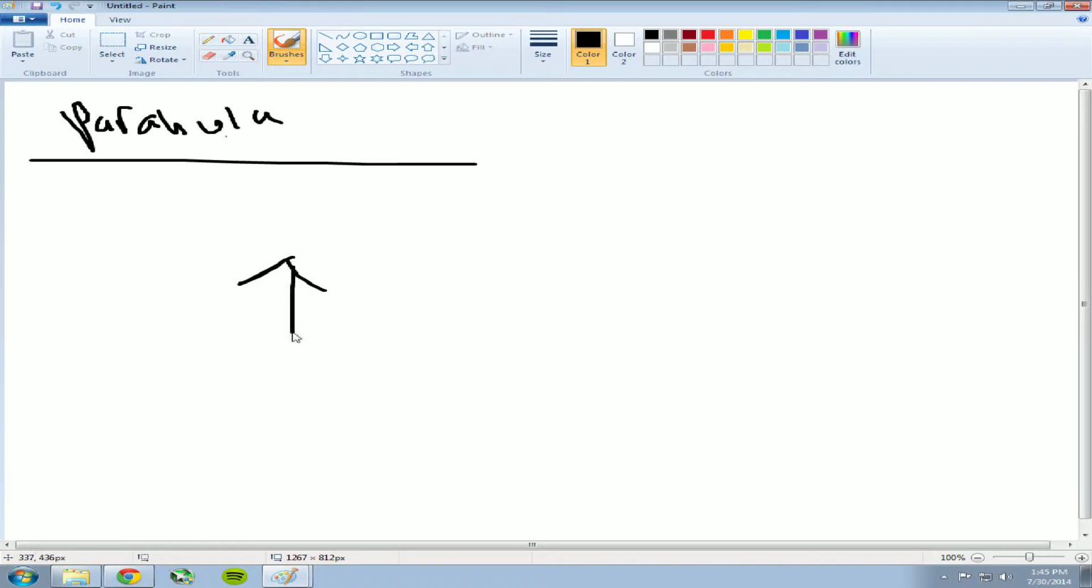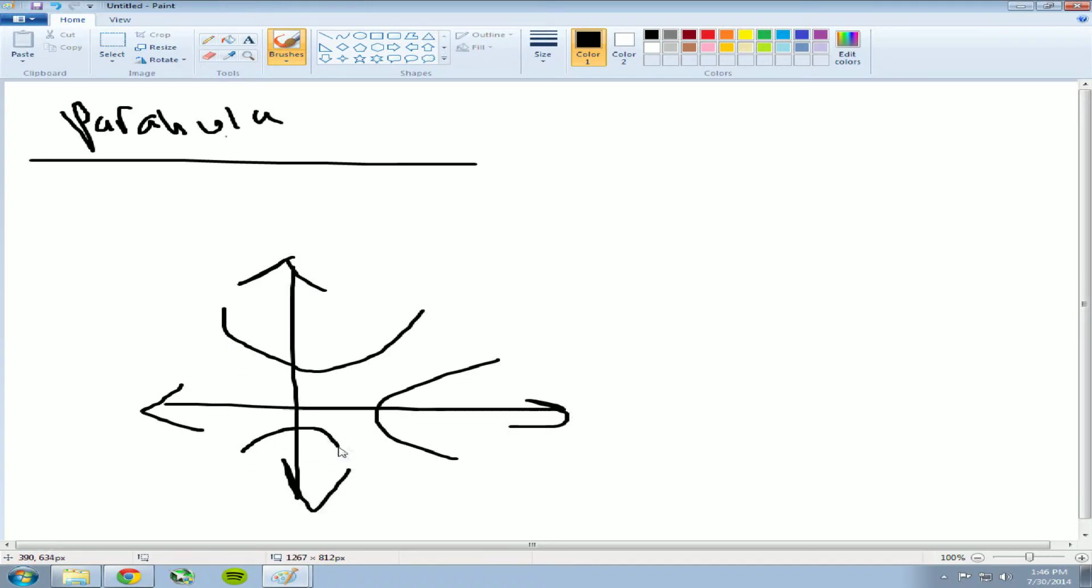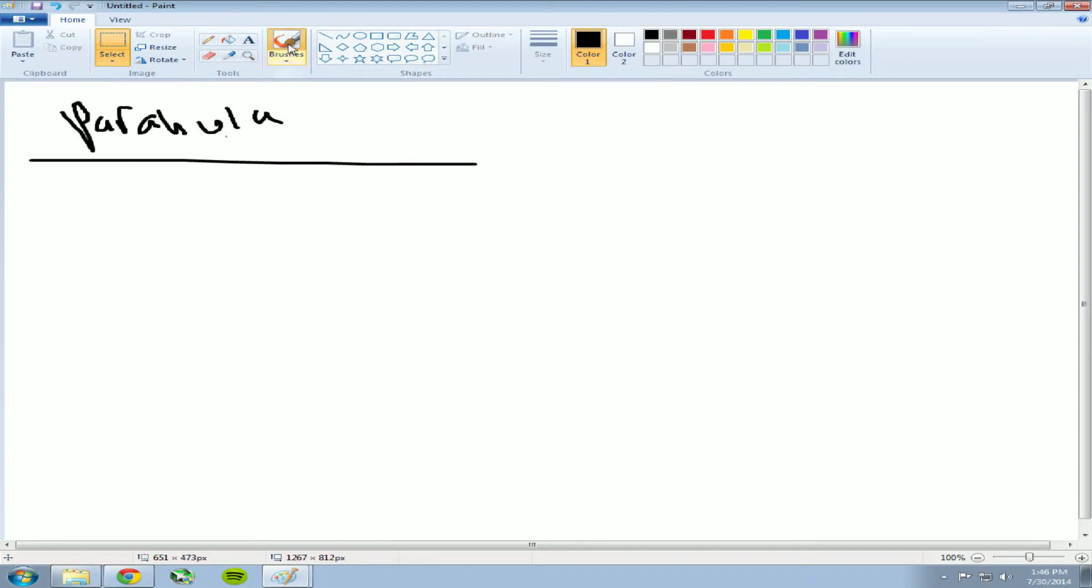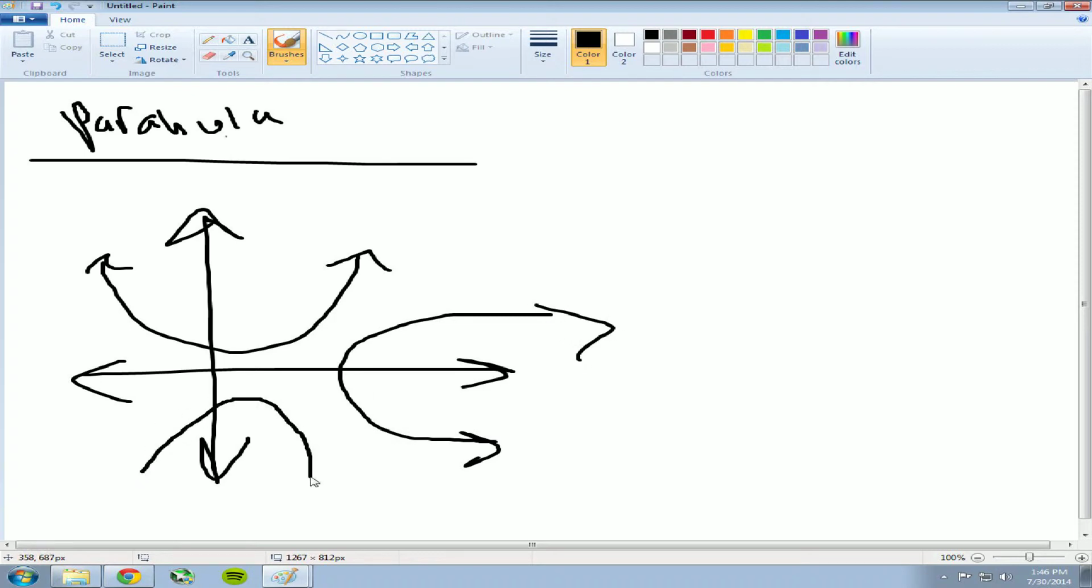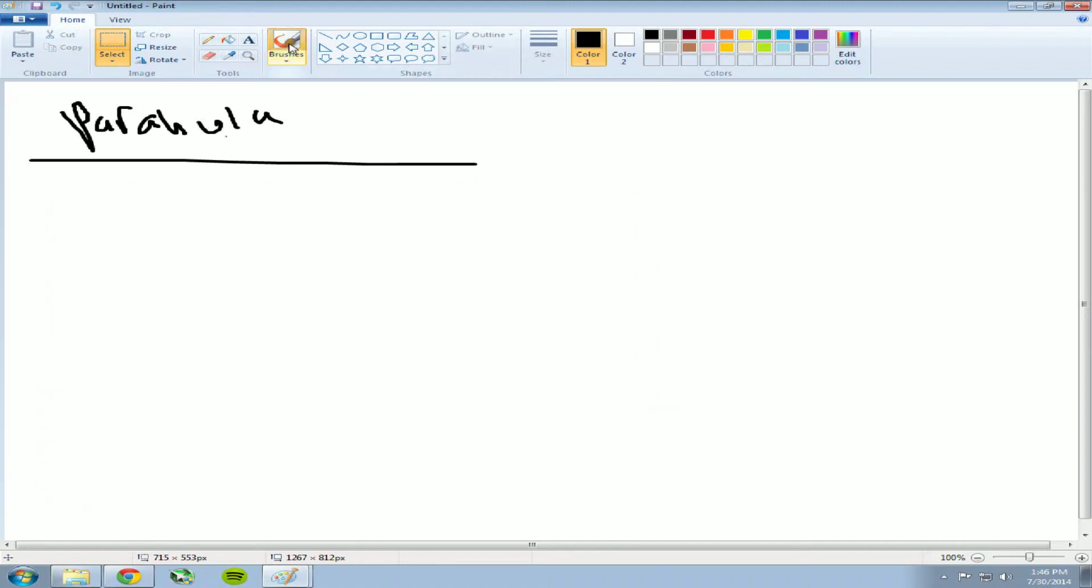Well, if you look at the graph, it might look something like this, where it's just two pieces going on forever. So, this is a parabola. This is also a parabola right here. This is also a parabola right here. Parabolas look kind of like half circles in a way. So, how would you define what a parabola is?